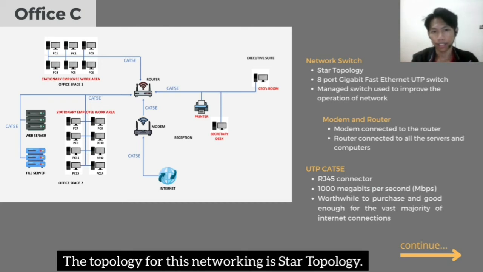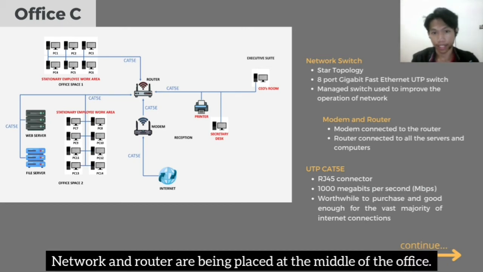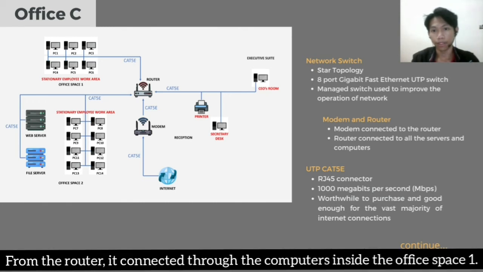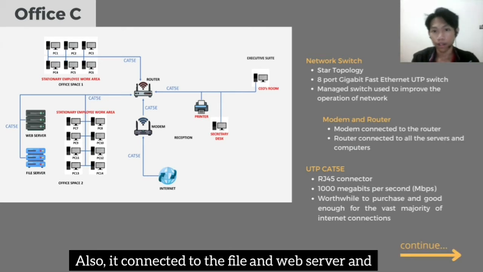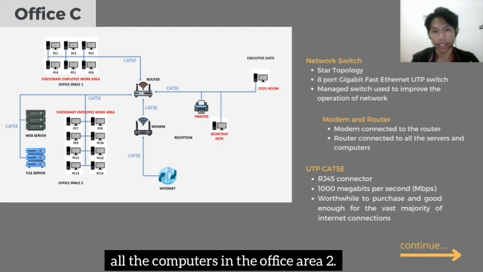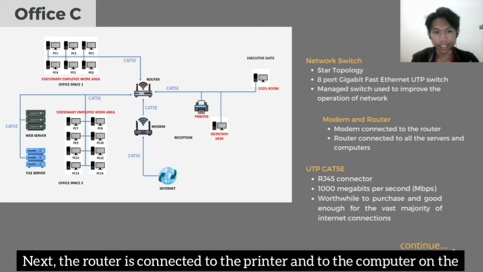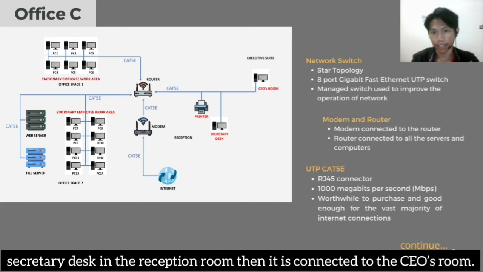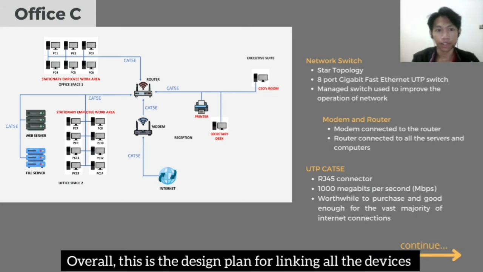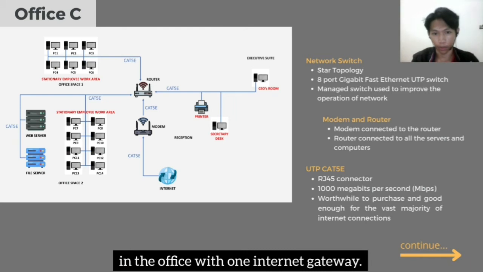The topology for this network is star topology. The network and router are placed at the middle of the office. From the router, it is connected to the computers inside office space 1. Also, it is connected to the file and web server and all the computers in office area 2. Next, the router is connected to the printer and the computer on the secretary desk in the reception room. Then it is connected to the CEO's room. Overall, this is the design plan for linking all the devices in the office with one internet gateway.